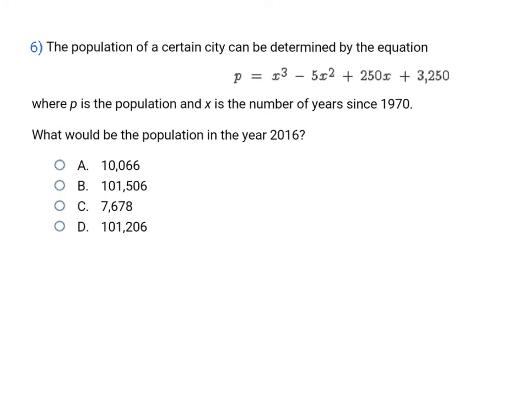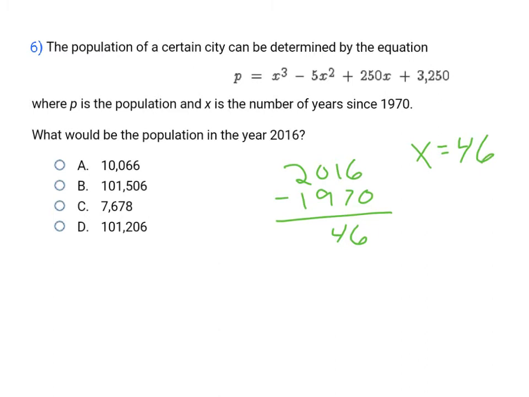Here they give us an equation for the population of a certain city, where P is the population and x is the number of years since 1970. So it wants to know what is the population in the year 2016. So the first thing you're going to have to do is figure out how many years have passed between 1970 and 2016. So when you subtract those two numbers, you get 46 years have passed. So that means x equals 46.